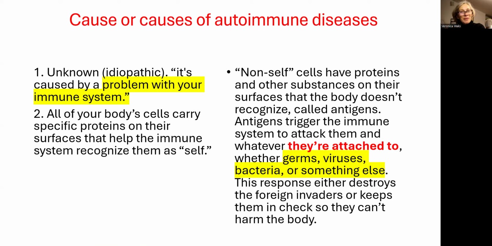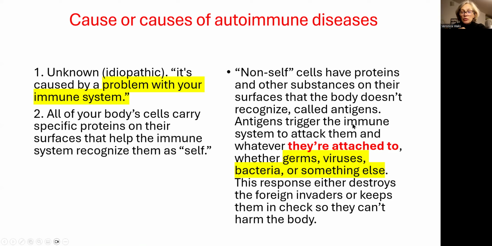However, we went to medical school where we learned that the immune system does not attack your own body because intrauterinely, the immune system is trained to recognize who is your own, or self, and what is foreign, non-self. All of our body cells carry a specific protein on their surface that helps the immune system to recognize them as self. However, they will become non-self cells if they have proteins or other substances on their surface that the body does not recognize, and we call them antigens.